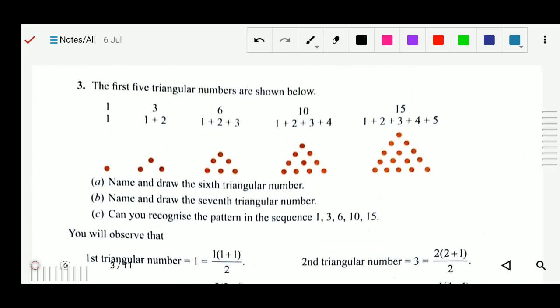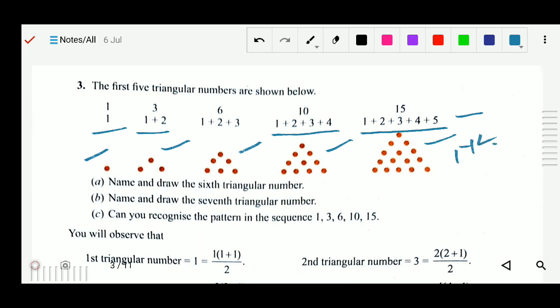You can see this for the triangular numbers. Here is the first, 1 dot, then 3 dots, here is 6 dots, 10 dots, 15 dots. So how does it generalize? 1, 1 plus 2, 1 plus 2 plus 3, likewise it is increasing, 1 plus 2 plus 3 plus 4. So next will be 1 plus 2 plus 3 plus 4 plus 5. So likewise we are generalizing.